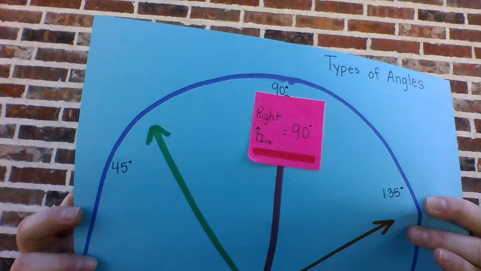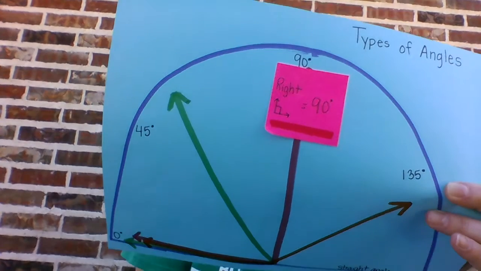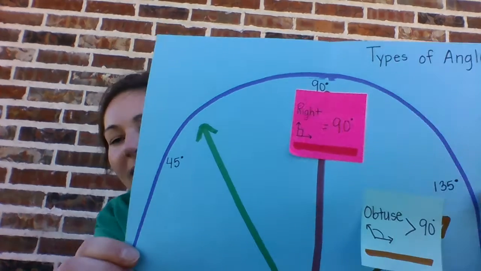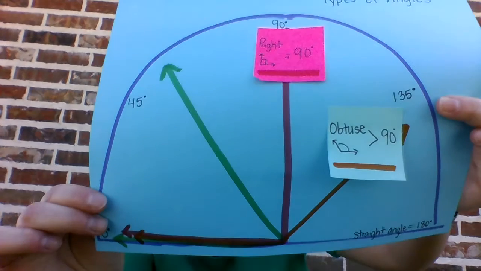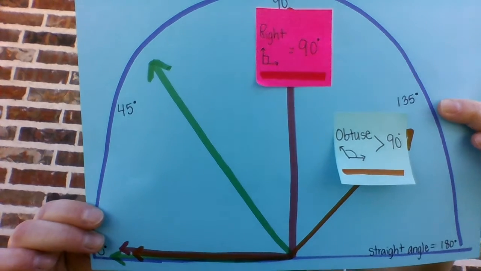Now, if it's greater than 90 degrees, for example, 135, it is a what? Obtuse angle. It's big. It's obtuse. So I label that as an obtuse angle. Now, look at that green, right? It's less than 90 degrees. So what would that be? Acute. It's so small and cute.